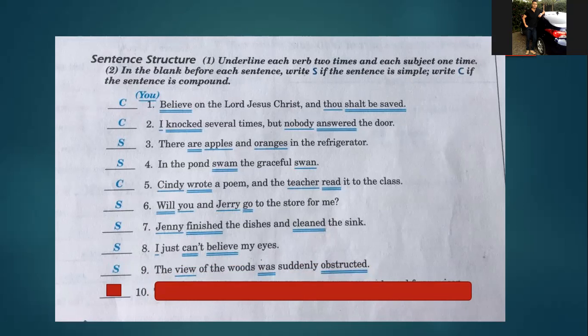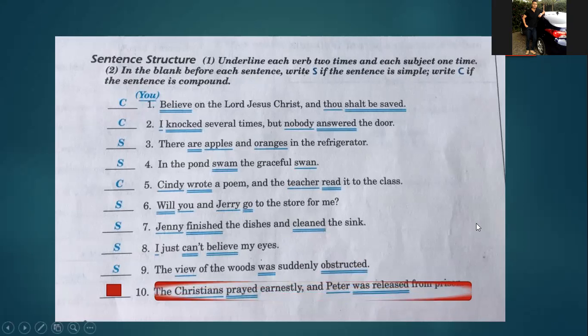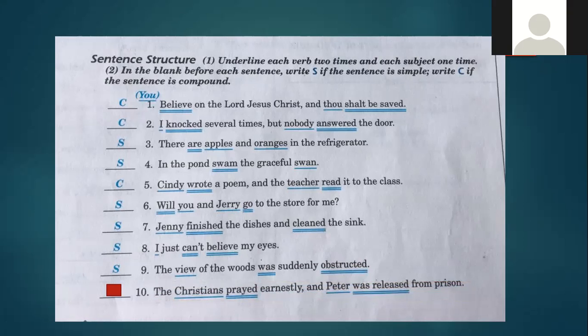Okay, number 10. The Christians prayed earnestly. Underline earnestly. One time Christians, two times prayed, one time Peter, and two times was released. Okay, let's check it out. Yes, Christians prayed, Peter was released. Is the subject and verbs. And put a C in the space. Exactly. Well done. Okay, amazing.